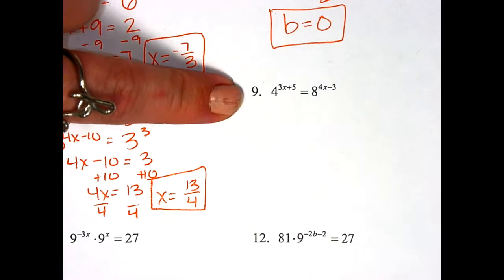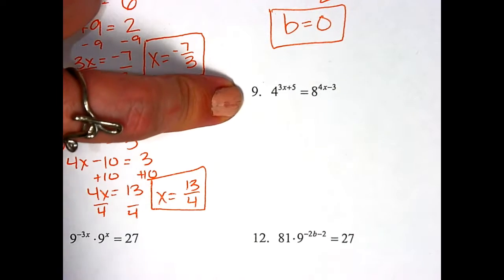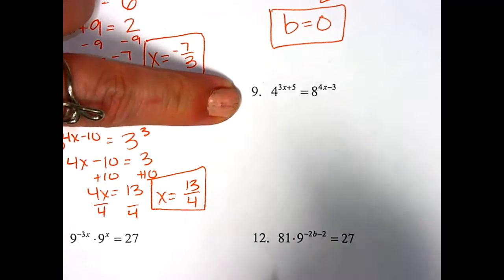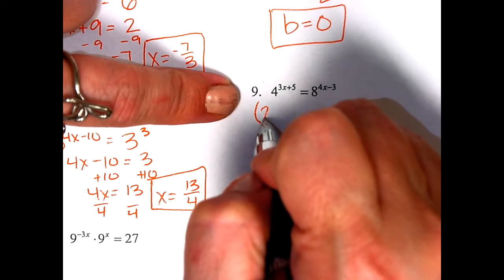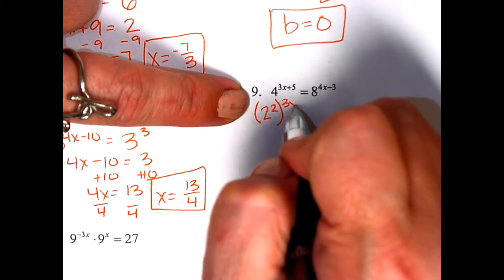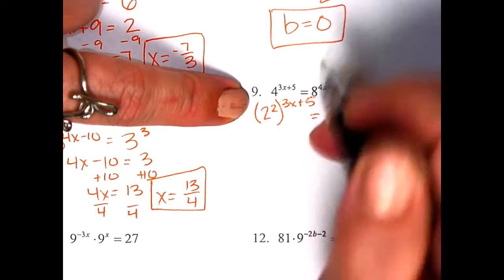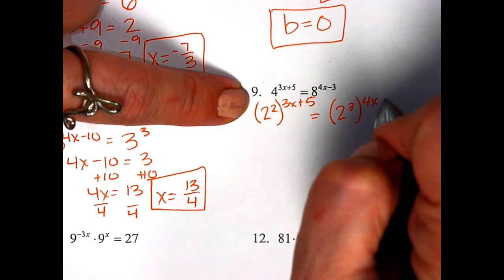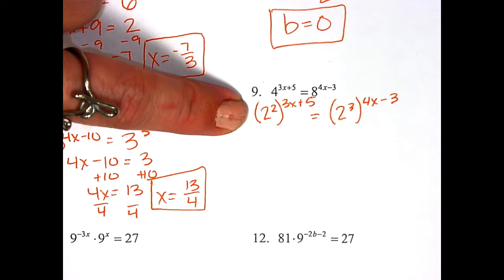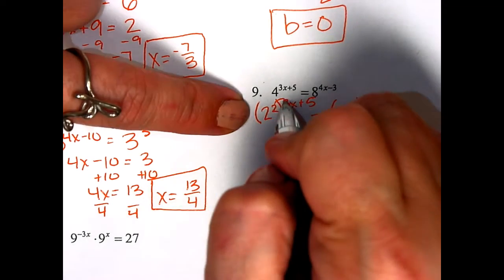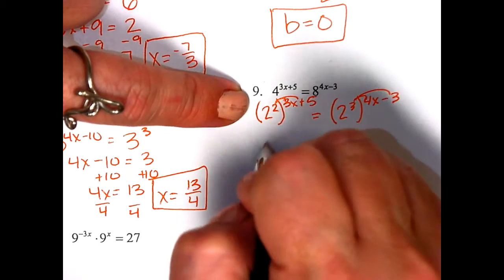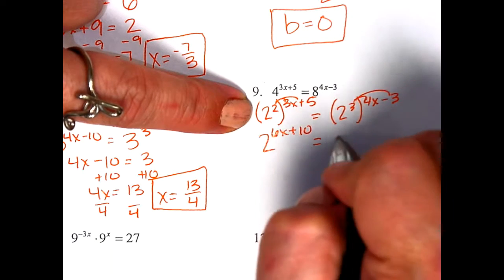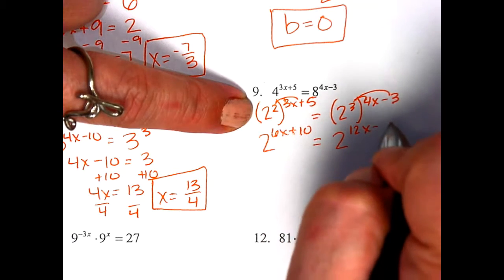Okay. Number 9, I have the base of 4 and 8. So I'm going to rewrite those using a base of 2. So this would be 2 squared to the 3x plus 5 equals 2 cubed to the 4x minus 3. I'm going to multiply 2 by those and the 3 by those. So I end up with 2 to the 6x plus 10 equals 2 to the 12x minus 9.